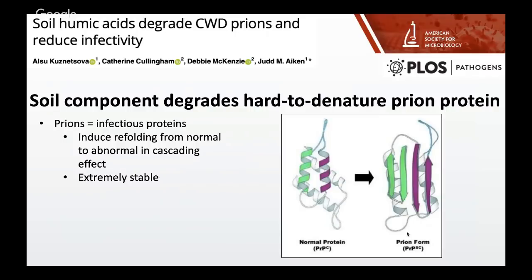All right, moving on, we're next going to discuss a paper from PLOS Pathogens. This is a paper titled Soil Humic Acids Degrade CWD Prions and Reduce Infectivity. The take home message from this study is that soil components degrade hard to denature prion proteins. This is a pretty big deal because prions are very, very stable. So let's back up and talk about prions.